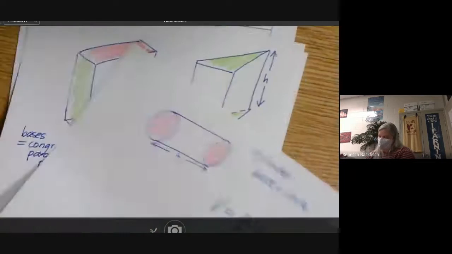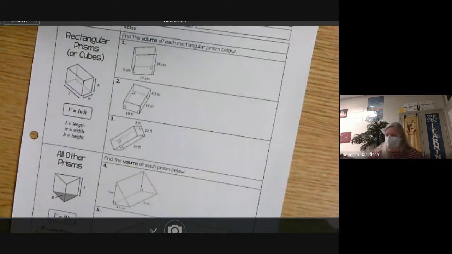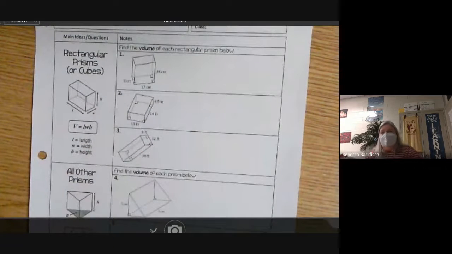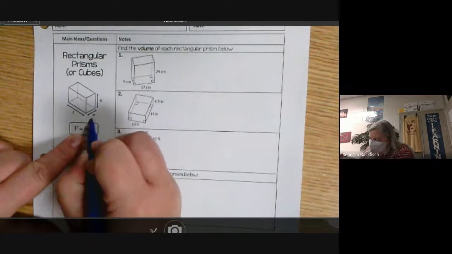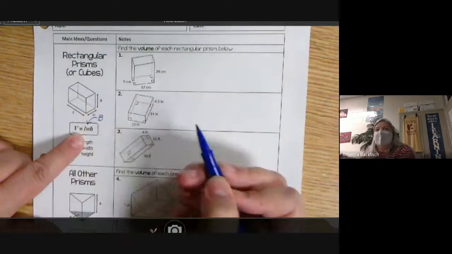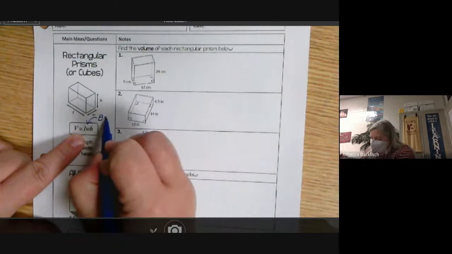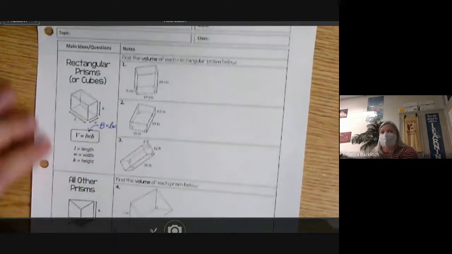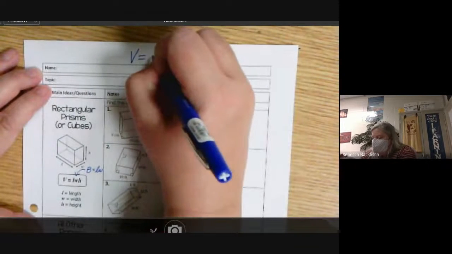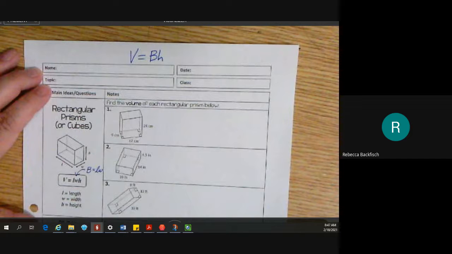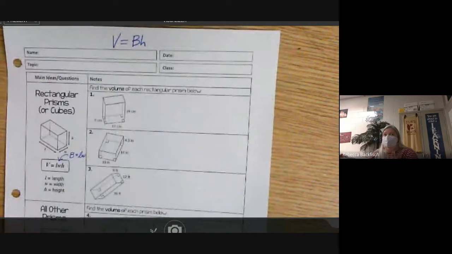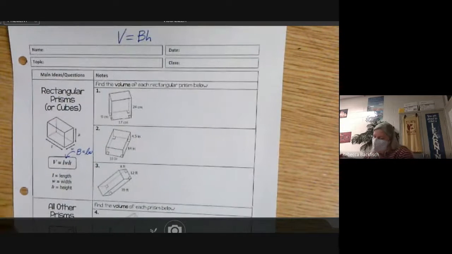Okay, so for a rectangle, like I said, your area of the base is length times width. So that length times width is the capital B. So you can say, again, for everything on this sheet, you could boil down the formula to just this. You just have to know that the capital B doesn't stand for base. It stands for the area of the base, and that it changes depending on what type of shape you have for the base. Okay, so here we go, rectangular prisms.